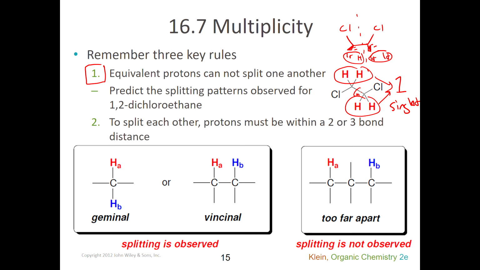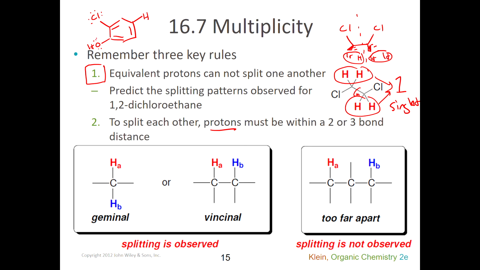In order to split, hydrogens must be non-equivalent protons, and they have to either be on the same carbon or on the very next carbon. There is one exception to that. If they're two carbons away, it's too far, unless they're on an aromatic ring. So typically a hydrogen, so let's just say we had a chlorine here and maybe an OH here.